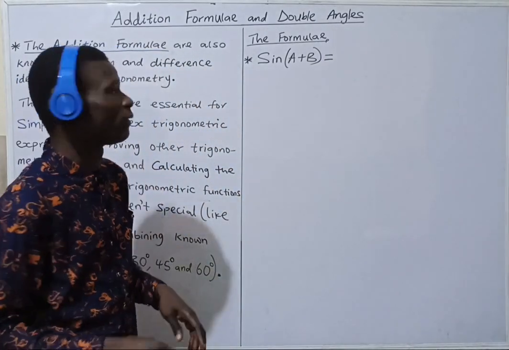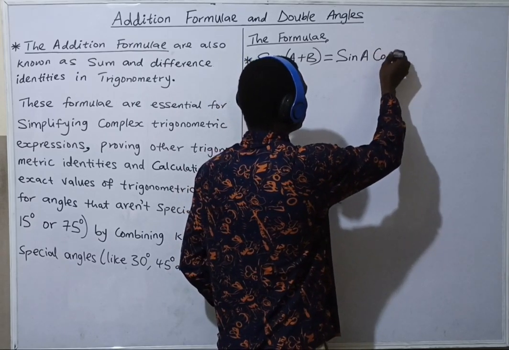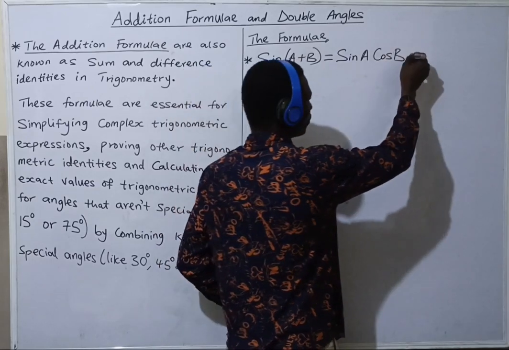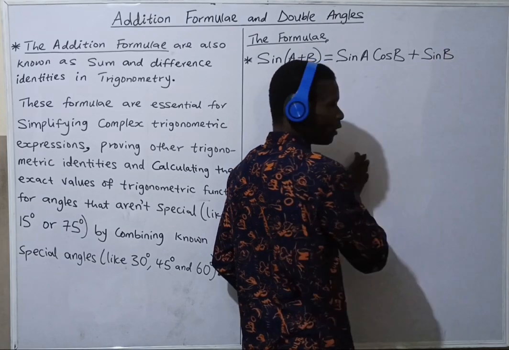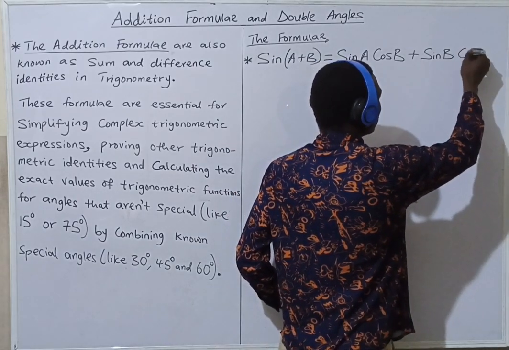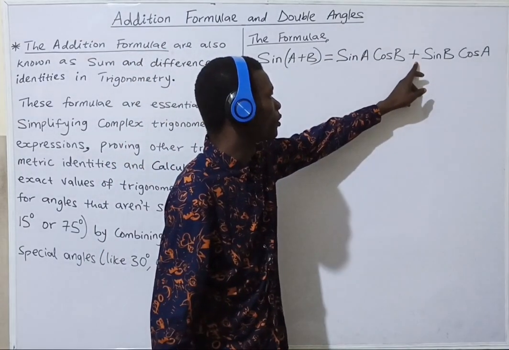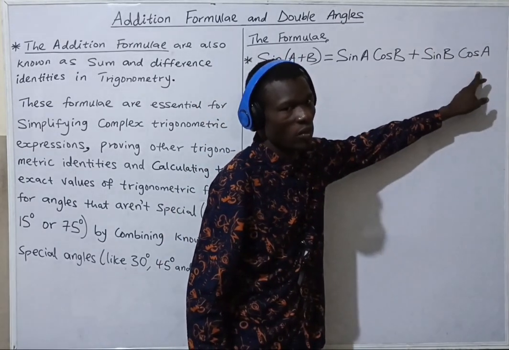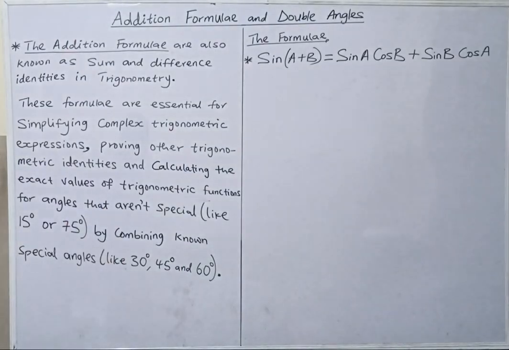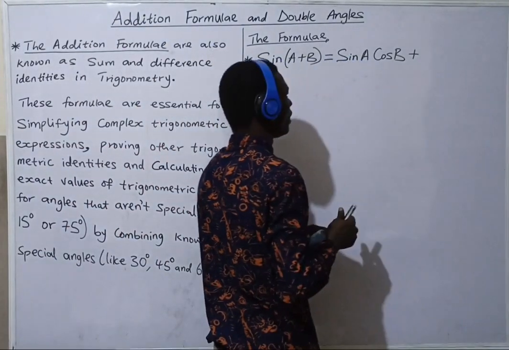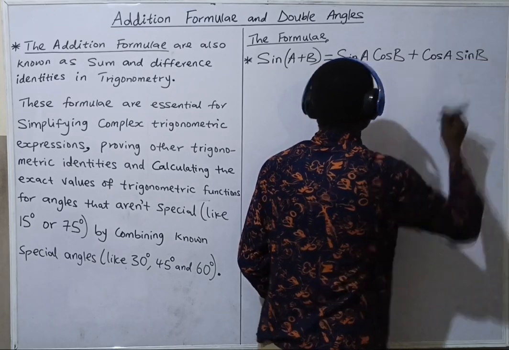So sine of A plus B, what is it going to be equal to? By the concept of addition formulae, you'll have sine of angle A first, then cos of angle B, plus sine of angle B first, then cos of angle A. Sine A plus B is sine A cos B plus cos A sine B, or sine B cos A. Let me rearrange this so that it is conventional, like the one you are used to: sine A cos B plus cos A sine B. So that's the first identity.